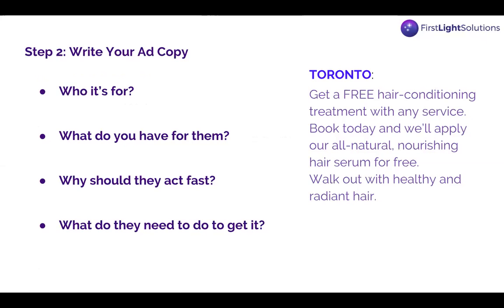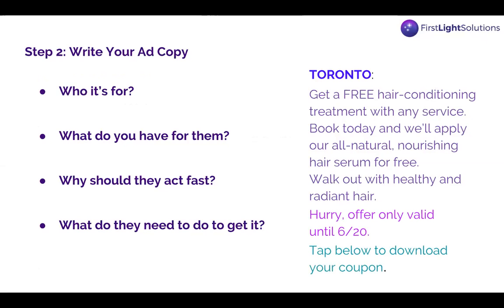And then why should they act fast? Otherwise, they may just think, oh, that's kind of nice, I'll do it another day. And here it's hurry, offer only valid until 6/20. So if they don't get the offer by June 20th, they lose it. So scarcity is always good. And what do they need to do to get it? They need to tap below to download the coupon. And you need to tell them to do it because they may not realize. It's not always obvious, and so you need to just tell people exactly what they need to do. So those are the 4 steps.